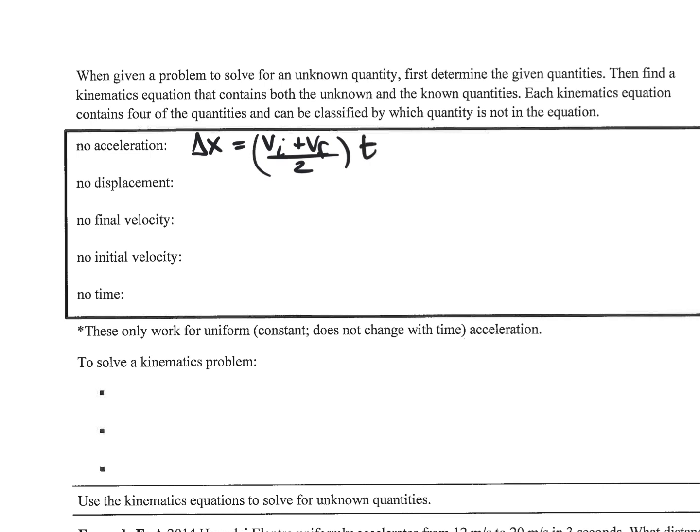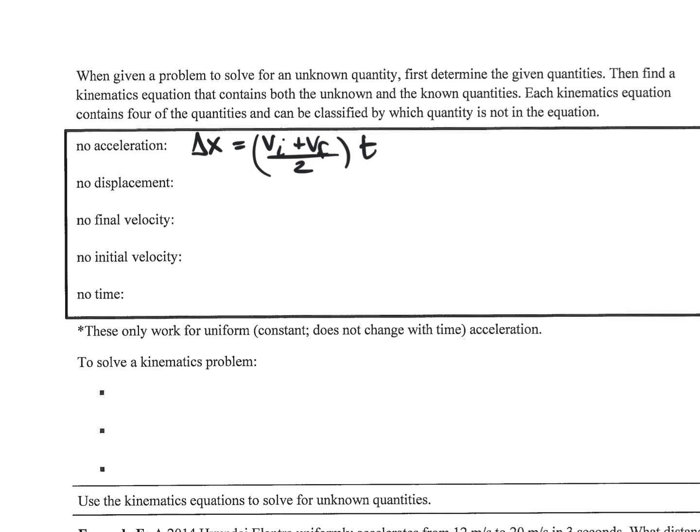This is not on your formula sheet. This is the only one that's not on your formula sheet. You take the average velocity over that period of time and you multiply it by the amount of time. Do you get why we say average velocity? Isn't this an average? We take the initial and the final, we divide it by 2.